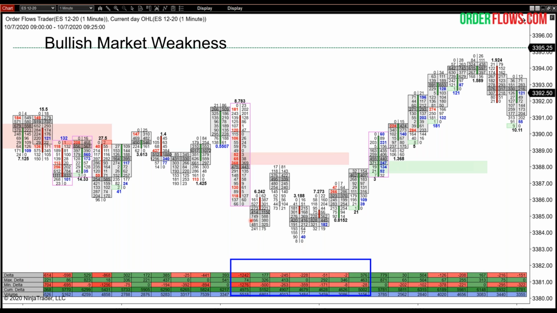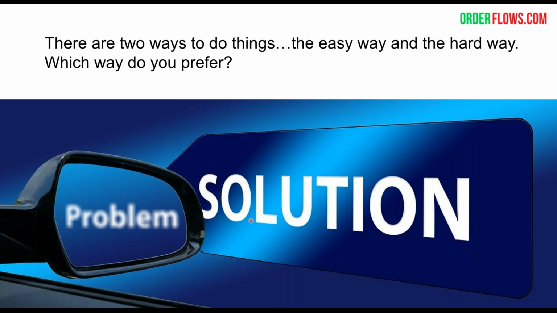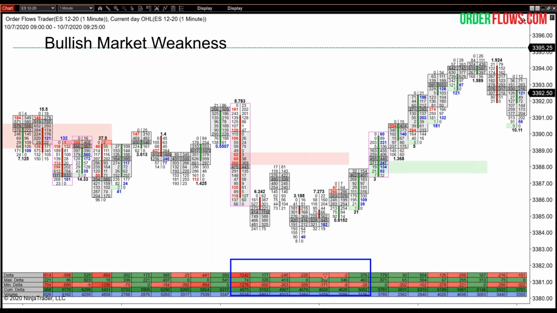It's giving you the better opportunity to trade based on what's happening in the market. Now, there's two ways to do this, right? There's the easy way and the hard way. The easy way is let the computer do it for you. The hard way is sit here and watch the delta on each bar and try and figure it out.